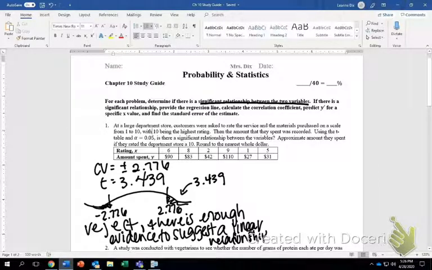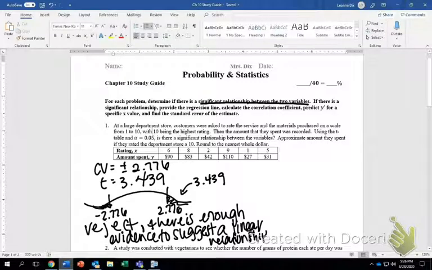If my answer had been to not reject because our test value was in the non-critical region, the non-shaded region, then I would have said, don't reject. There is not enough evidence to suggest a linear relationship, and I would be done. I don't have to do anything else at that point.